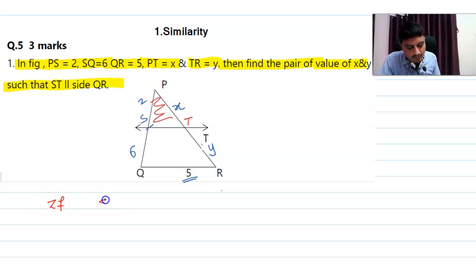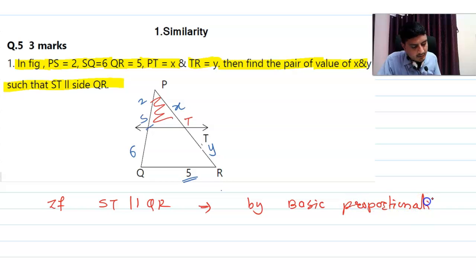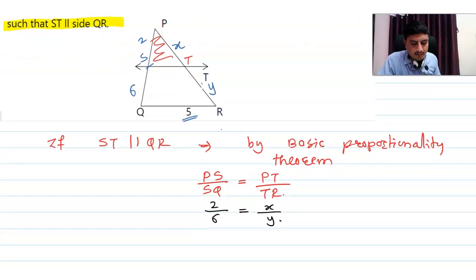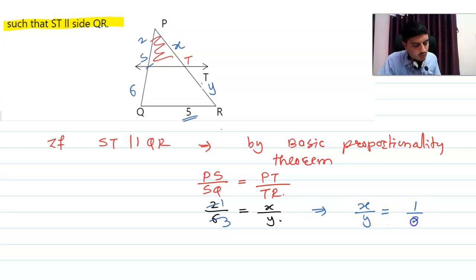If ST is parallel to the side QR, then by the basic proportionality theorem, we may have PS divided by SQ equal to PT divided by TR. Replace by their values. PS is 2, SQ is 6, while PT is X, TR is Y. Two ones are 2, two threes are 6, so we get X by Y equal to 1 by 3.